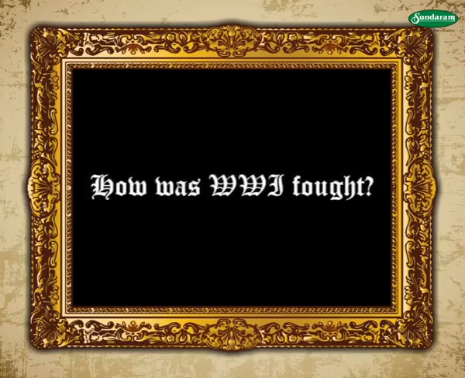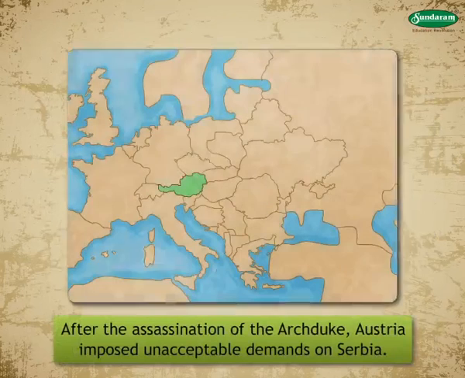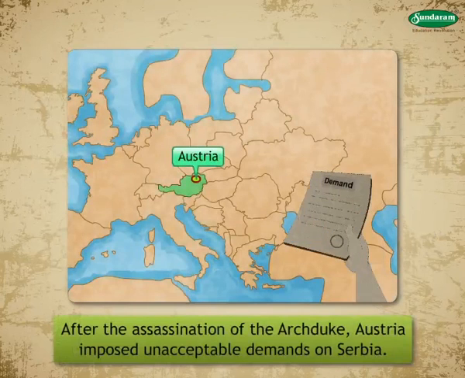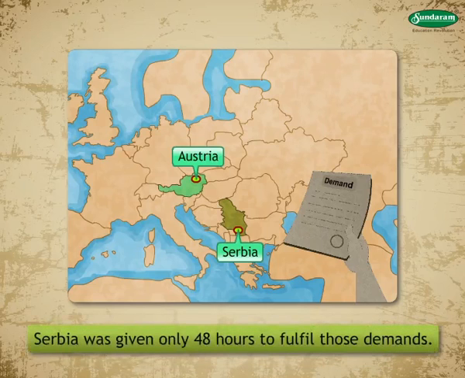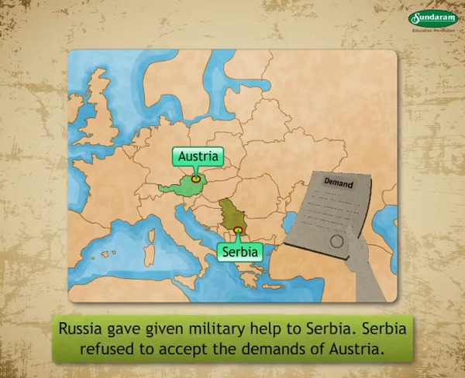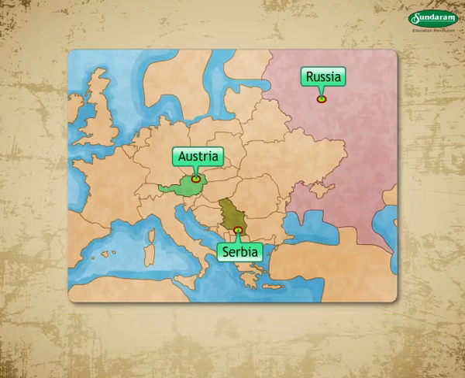How was World War I fought? After the assassination of the Archduke, Austria imposed unacceptable demands on Serbia. Serbia was given only 48 hours to fulfill those demands. Russia gave military help to Serbia. After getting support from Russia, Serbia refused to accept the demands of Austria, leading to the First World War.